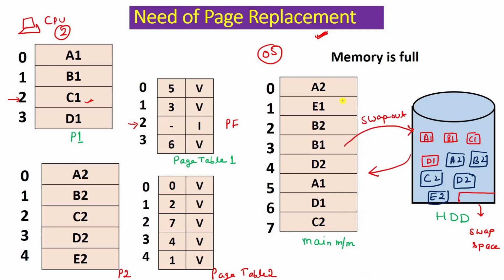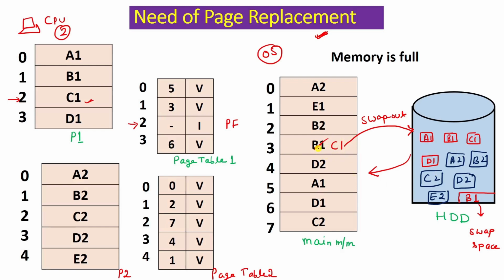So what will the operating system do? It will select a page from main memory that will be called the victim page, and it will be swapped out and stored inside the hard disk, in a special area called the swap space. After that, C1 will be placed in that free frame. So let's say B1 is taken from here and stored temporarily inside this swap space. So this frame, frame number 3, will be free. Now C1 can occupy this free frame. This is called page replacement.